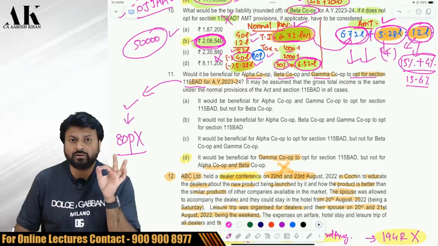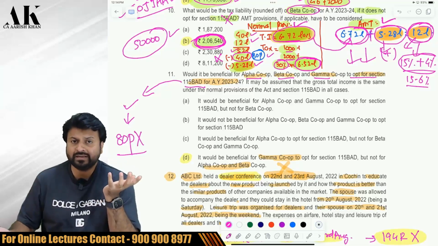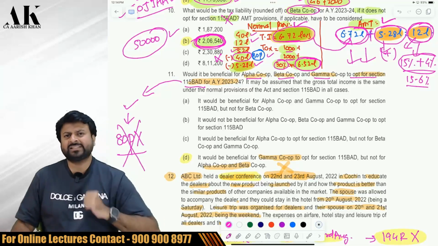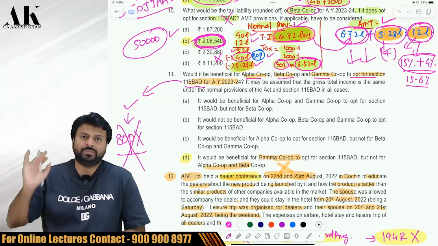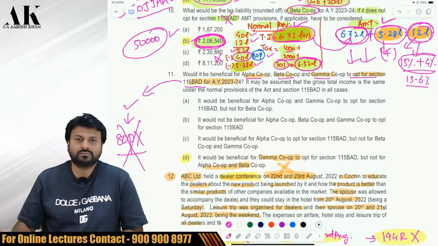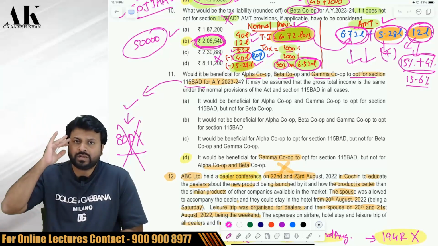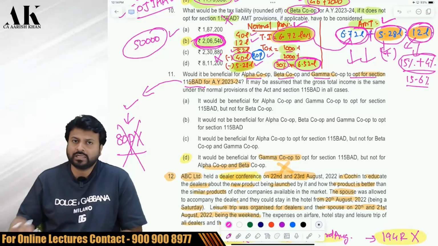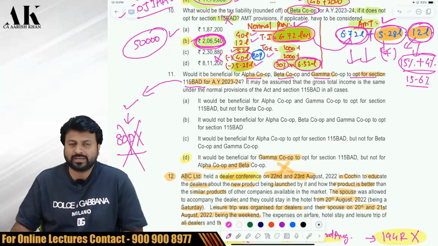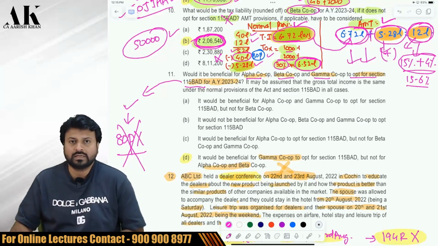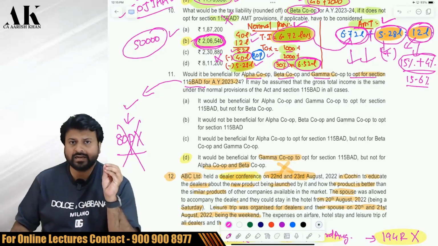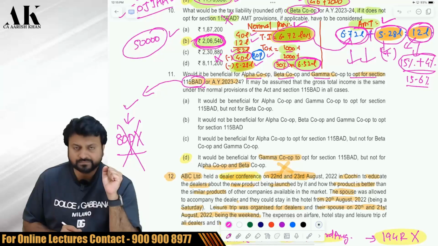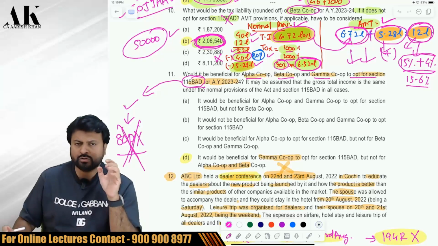Because if I opt for 115 BAD, you will not get ATP. So, it is not a wise decision to let go of ATP for 115 BAD. ATP is a very big deduction. Therefore, I have to answer this question logically only. I cannot do computation for 2 marks, I cannot waste so much time only to get 2 marks. I am applying my logic and answering this question with logic: if I go for 115 BAD, then I will not get ATP. I don't want to do this.